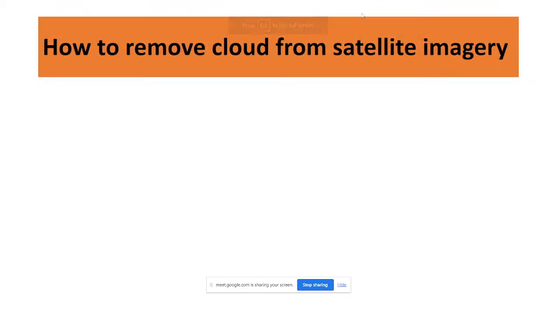Okay, so now I talk about how we can easily remove clouds from satellite imagery, mainly Landsat and Sentinel. The process is the same, we just have to change the band name, because Landsat and Sentinel have some differences in their image properties and also in their band names. Otherwise all of those processes will be the same.